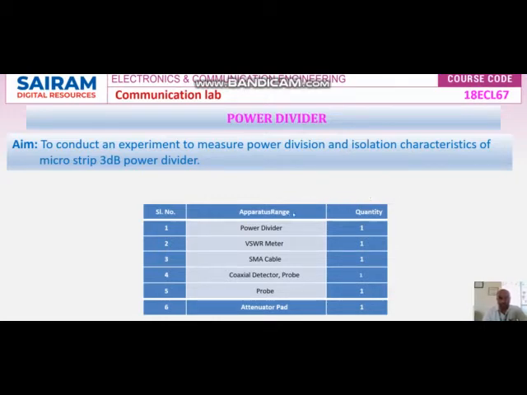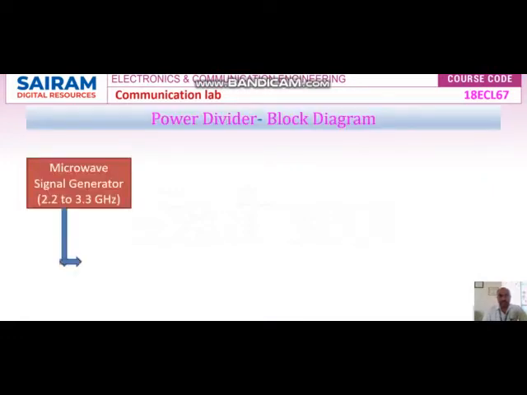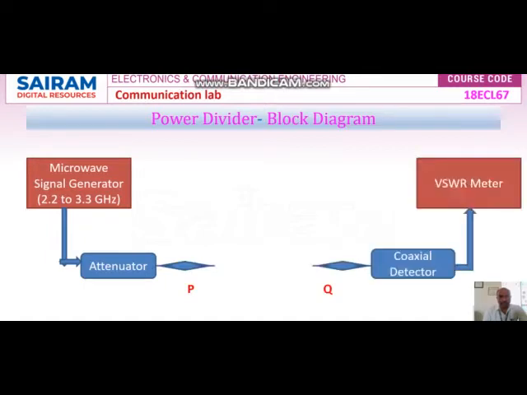The components required for this experiment are the power divider, which is a 3-port device, VSWR meter, SMA cable, coaxial cable or probe, and attenuator pads. So look here. I will show you the block diagram for this power divider, which consists of a microwave signal generator, then attenuator pads, and look here, this is the direct connection, P and Q, coaxial detector, VSWR meter.